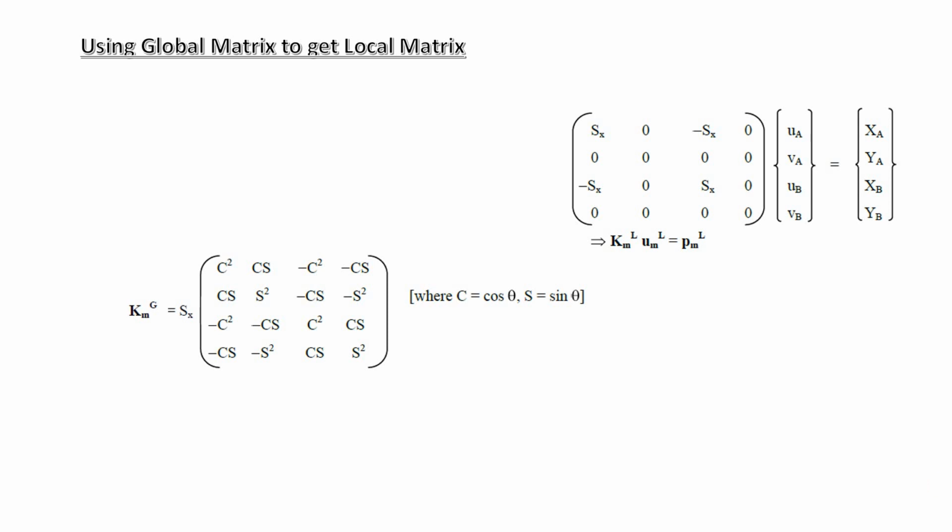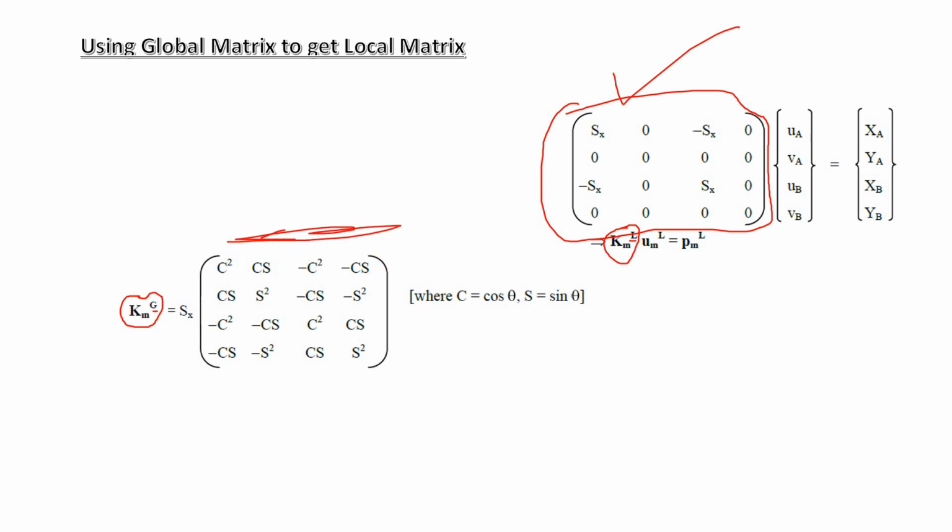Okay, here we're going to be using the global metrics that we have found to get the local metrics. What I mean is we're going to use the stiffness of member in global axis to get the stiffness of member in local axis. So this Kn is actually equal to this. We're going to be getting this using this.